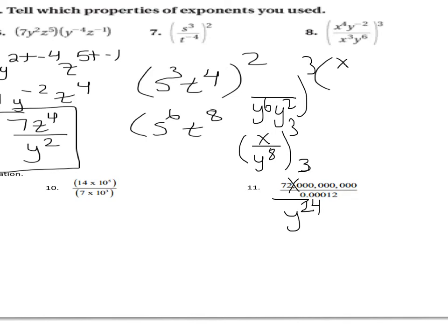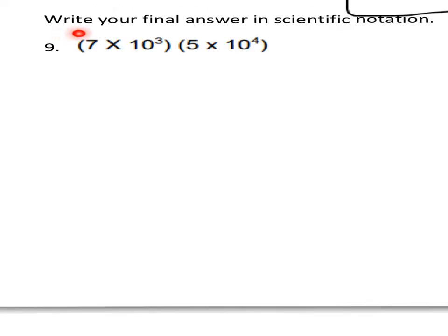Okay? So let's take a look now at some scientific notation. It says, write your final answer in scientific notation. Okay, so first just start. 7 times 5, 35. 10 to the 3rd, 10 to the 4th, they're the same base, add the exponents. Times 10 to the 7th.